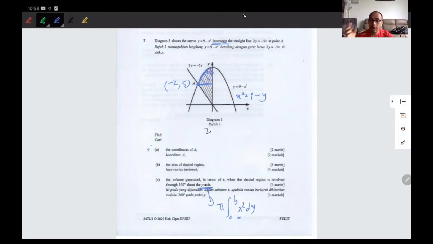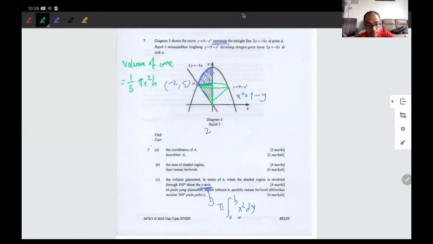But the shaded region is not just that bowl part, not the one up there. The shaded region is also this triangle part, which if I rotate it, I will get a cone, and for this cone we use the formula for the volume of a cone, which is 1/3 pi r squared h.